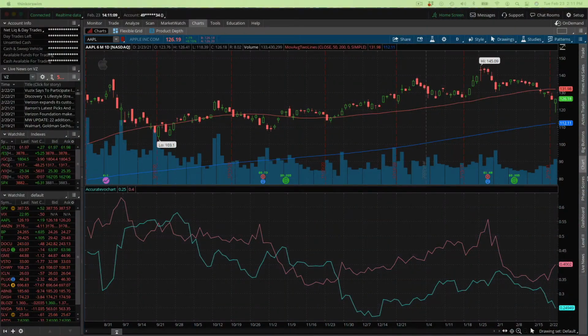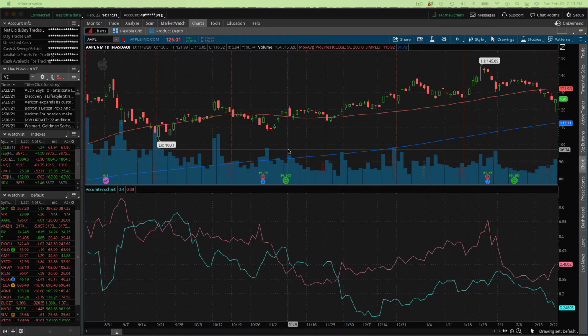Take a look at this chart here of Apple. When I say 6-month, 1-day candles, each one of these candles on the chart represents 1 day of trading. We have the low of the day, the high of the day, the open of the day, and the close of the day. And we look at these 1-day candles for a period of 6 months.